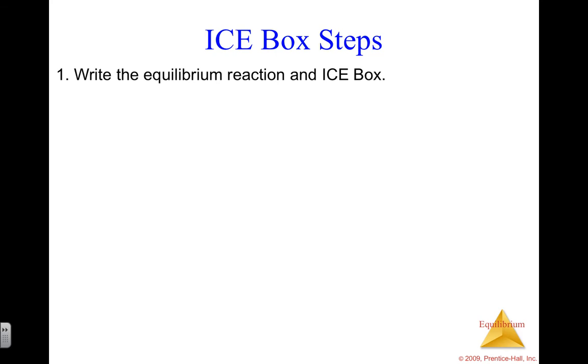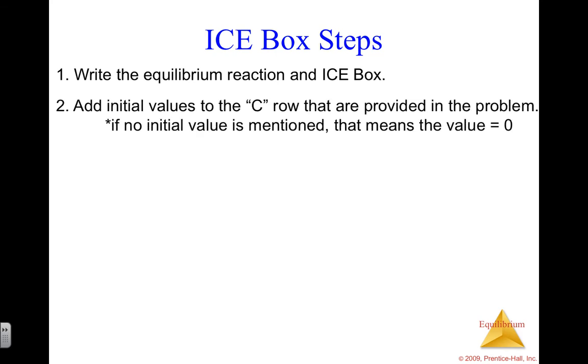Number 1, write down your equation, your equilibrium reaction and your icebox. Number 2, add initial values to the I row that are provided in the problem. I for initial. Sorry, I missed this. Write down I. So add initial values to the I row that are provided in the problem.